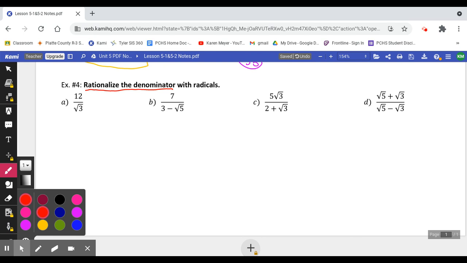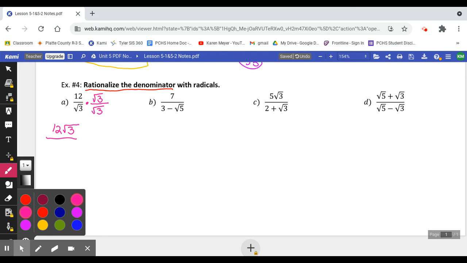Okay, so if I look at my first problem, I have 12 over the square root of 3. Well, I don't want that square root on the bottom. So what I'm going to do is multiply the bottom of the fraction by that exact same thing, square root of 3. And if I multiply the bottom, I have to multiply the top as well to keep everything balanced. 12 times the square root of 3. I can't physically multiply those together because one's under and one's not. So I'll just write them next to each other.